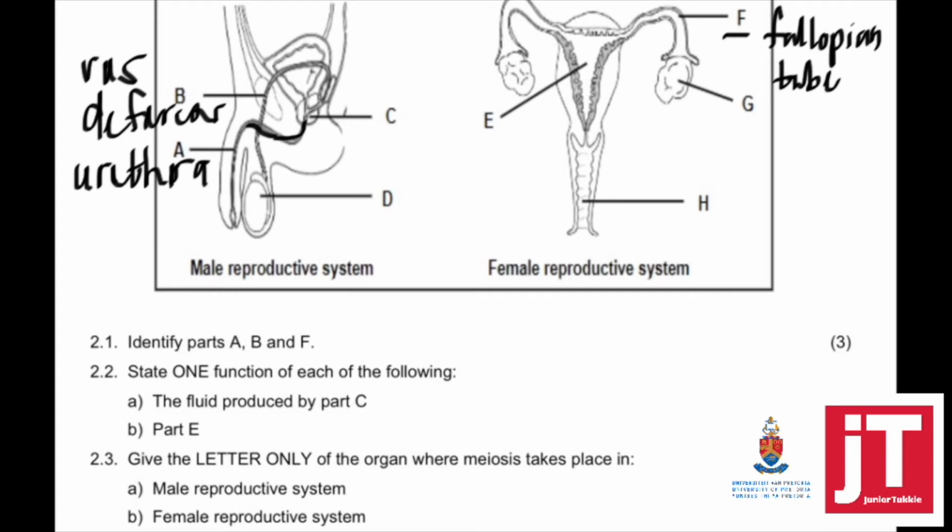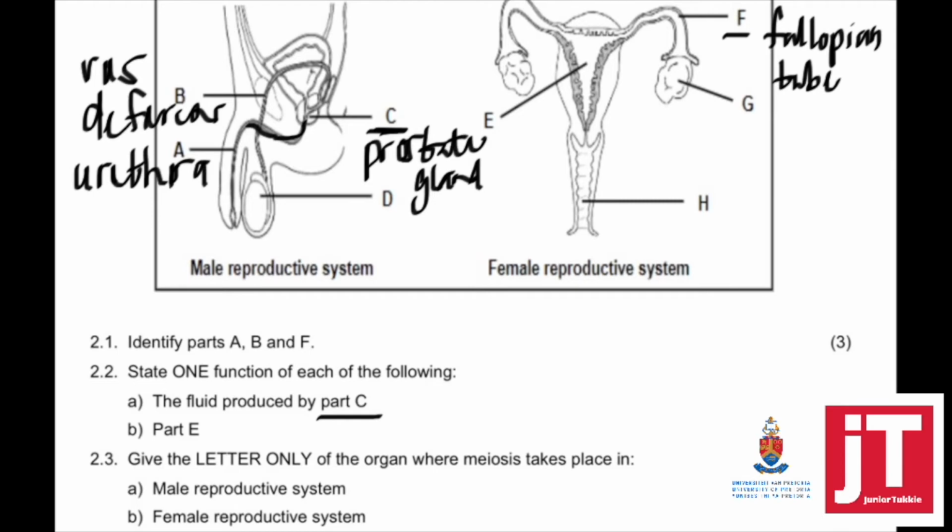Then, 2.2. State one function of each of the following. A, the fluid that is produced by C. Now, C is actually the prostate gland. So we can write the prostate gland. Now, in your question, it doesn't ask you what is the gland, but when you're answering, it says part C. So say, C is the prostate gland and will produce a milky alkaline fluid that will neutralize the acid in the female's body or in the male's body. So it's only for 1 mark, so it should only be in 1 sentence.